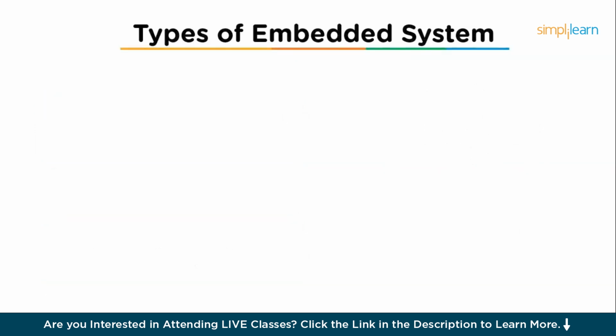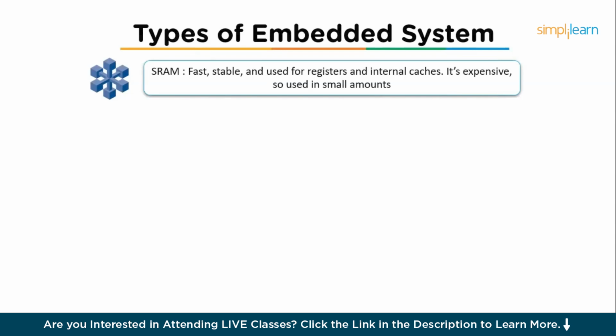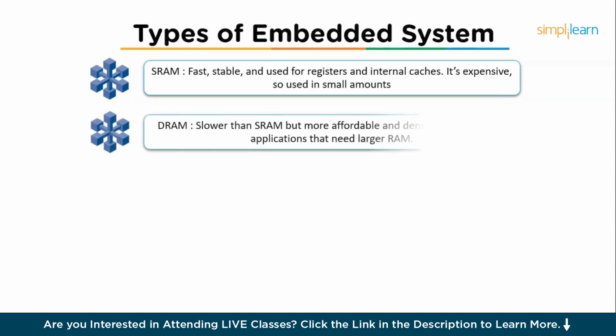So let's break down the memory types you will often encounter in embedded systems and where they are used. The first one is SRAM, that is static RAM. It's fast, stable, and used for registers and internal caches. It's expensive, so used in small amounts. Then we have DRAM, that is dynamic RAM. It's slower than SRAM but more affordable and denser.